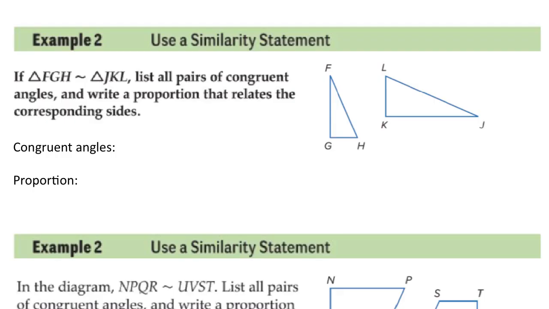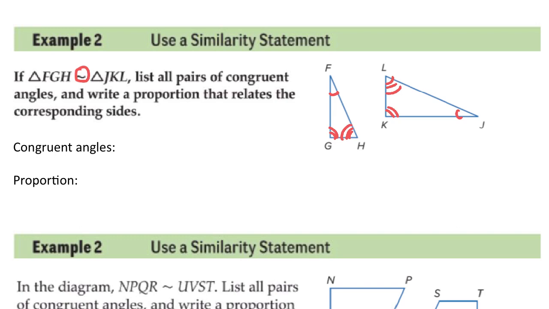All right, example 2, use a similarity statement. Triangle FGH is similar to, and that's what this symbol means, JKL. List all pairs of congruent angles and write a proportion that relates the corresponding sides. The key to getting this right is following the angles. FGH. Let's go a single tick for F, a double tick for G, and a triple tick for H. Now it says that it's similar to triangle JKL. So a single tick for J, a double tick for K, and a triple tick for L. Now you can follow the congruent angles.